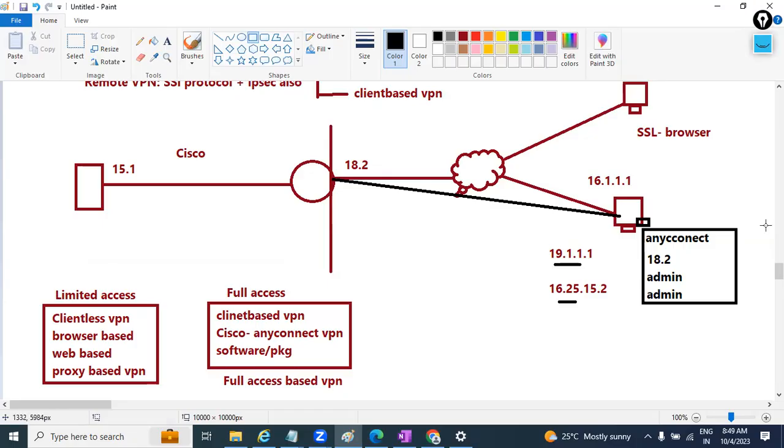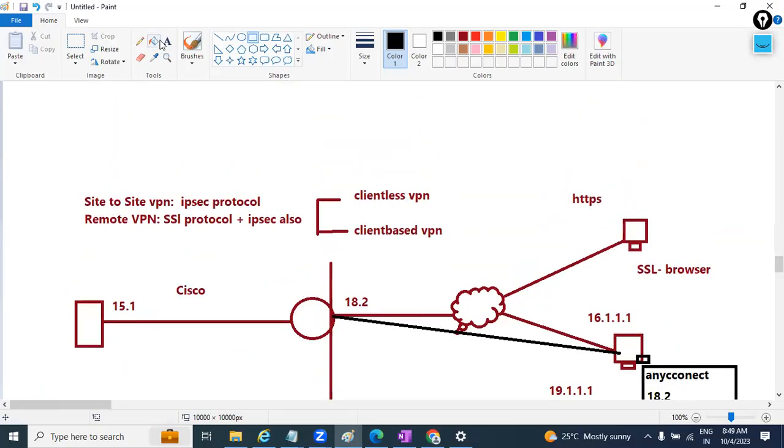So first thing you have to understand is the meaning of remote VPN here. What is the meaning of remote VPN? So in the remote VPN, we have two categories. One, we have clientless VPN, and second, we have client based. Clientless is browser based. On the daily basis we use it, but with limited access. And second is client based.